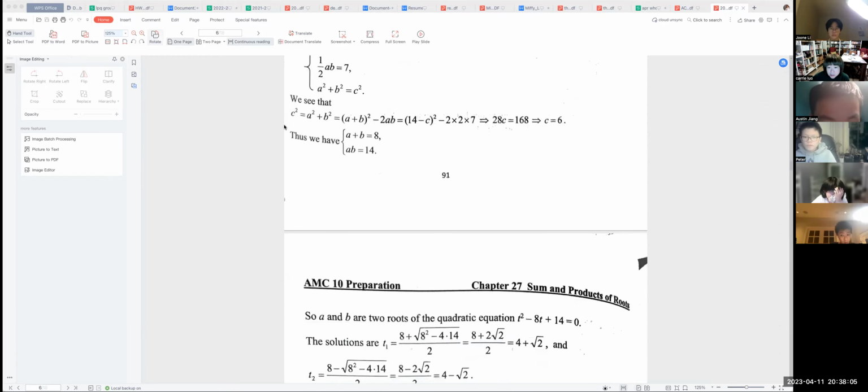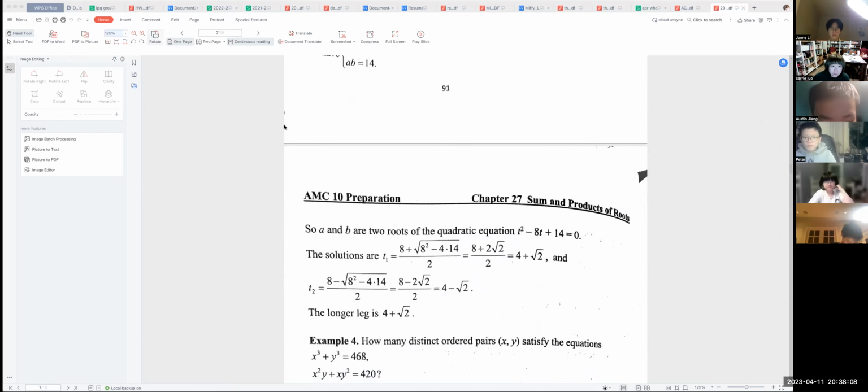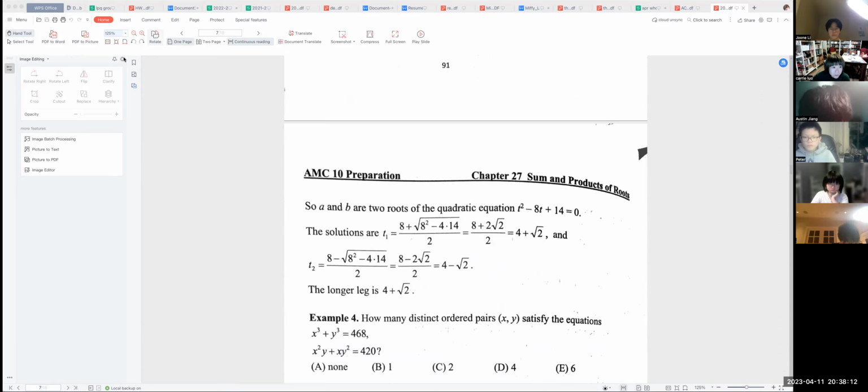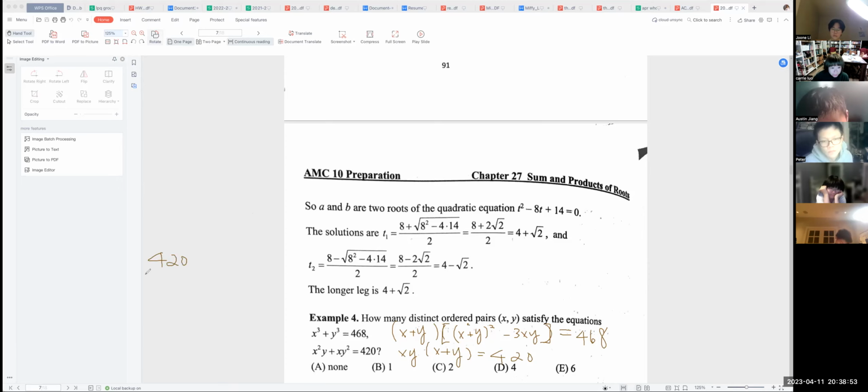Problems like this often appear in AMC 10. When I see this kind of problem, I know to use Vieta's theorem, right? Okay, I know this one. How do we do it? It's x plus y, times x squared, sorry, x plus y squared minus 3xy. You can use this directly, because the teacher already gave you the formula earlier, right? So this equals 468. And for this one, we have xy times x plus y equals 420. Of course, we can just replace it: 420 over xy equals x plus y, and replace it directly.